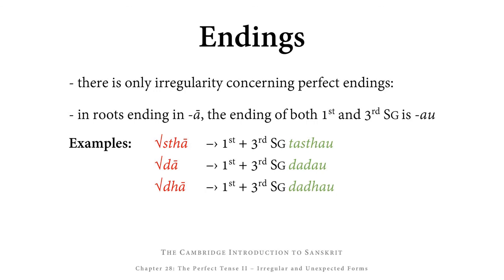Basically what's happening here is the regular ending would be short a, and if I were to add a to the strong stem, for example, tasthā, then tasthā plus a would simply result in tasthā, and that perhaps was not seen as recognizable enough, and so instead we find these very iconic, very noticeable forms ending in au, tasthau, dadau, dadhau, and so on.